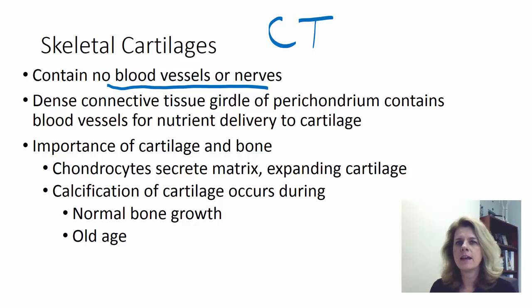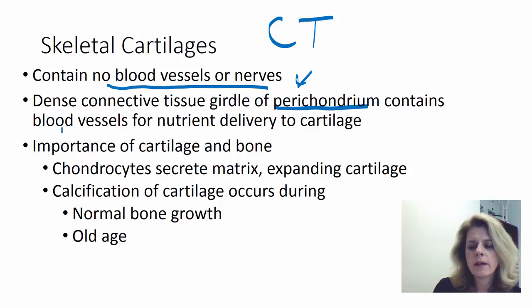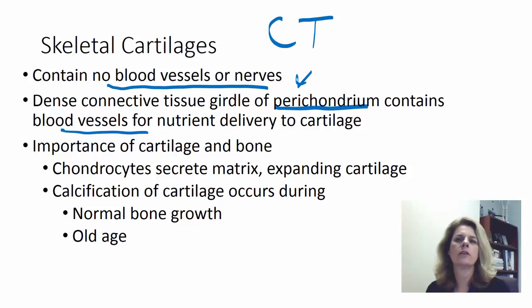Now that is not to say that they don't have a way to get nutrients, because they have to. If you have cells that make cartilage, they have to have some way of getting oxygen and nutrients. So there is a girdle around the cartilages called the perichondrium. Anytime you see peri, that means around. So around the chondrium, around the cartilage. And this is where your blood vessels are so that you can get nutrients to the cartilage.